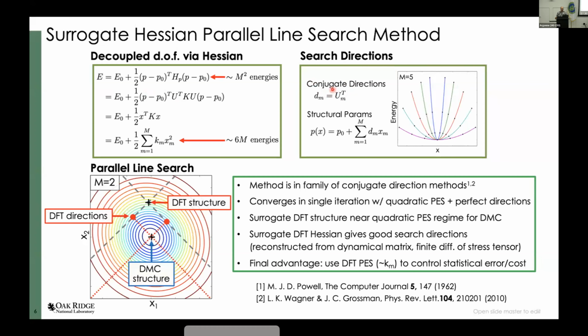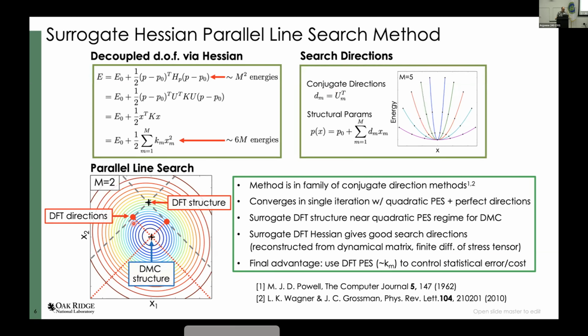The conjugate directions are where you gain the information from the DFT or the surrogate theory. And then after that, it's up to you to make the most efficient use of the energies that you can. Most of the rest of the talk, I'll be describing how you make the most efficient use of the diffusion Monte Carlo information. But to give an idea of how the method works, it's a parallel line search method.